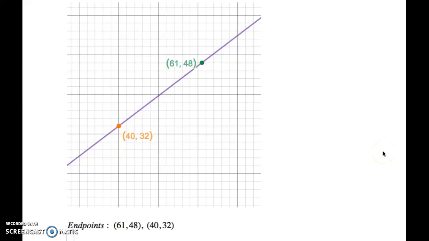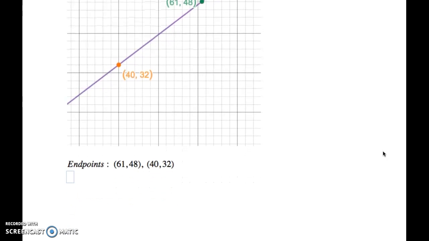For my line segment, my endpoints are (61, 48) and (40, 32). To find the midpoint, you're going to want to have the midpoint formula, which is (x1 plus x2) divided by 2 and (y1 plus y2) divided by 2. You're going to want to plug your points into the formula.